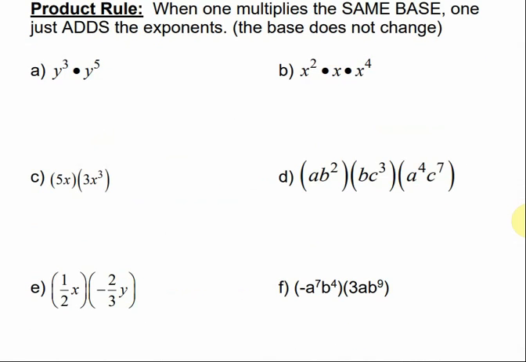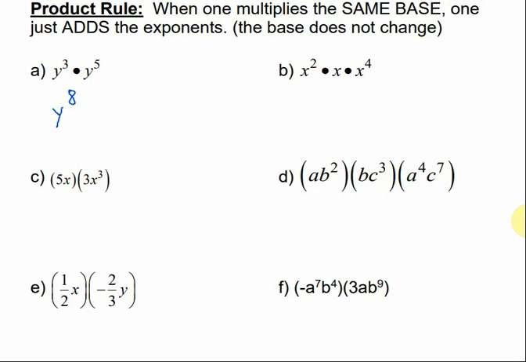The product rule states that when you multiply the same base, all you have to do is add the exponents. The base doesn't change. So in A, we have y to the 3rd power times y to the 5th power. We're multiplying our bases, and our bases are the same. So our base is going to stay the same, and we just add the exponents. 3 plus 5 is 8.